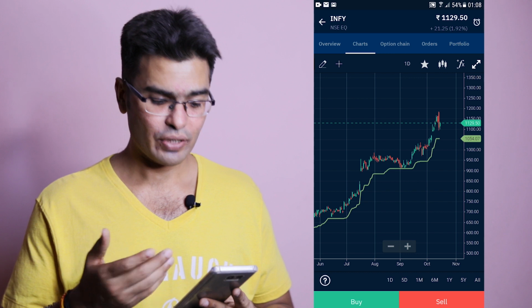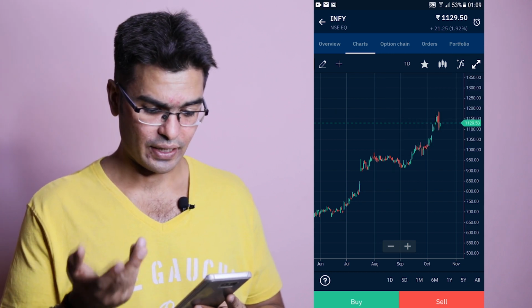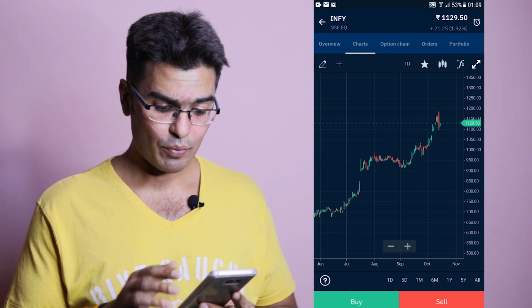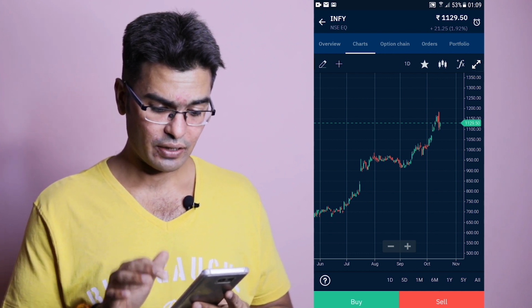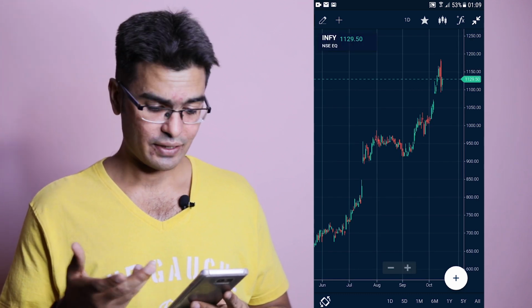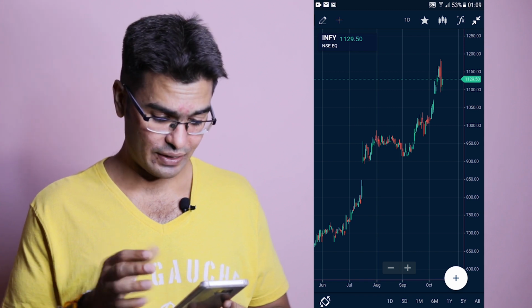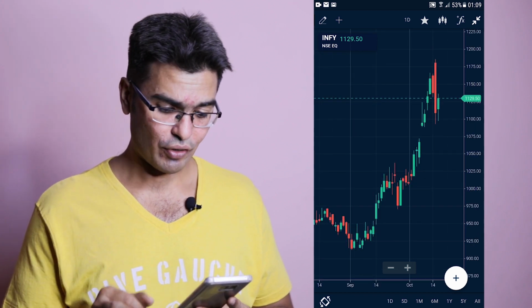At this place, you can add different indicators depending upon whatever indicator you have used for studying that particular stock. There is another option for going full screen, and this is a very good feature because the screen is very small, and it is important that you can zoom in to the complete screen for easy understanding of how the chart is performing.